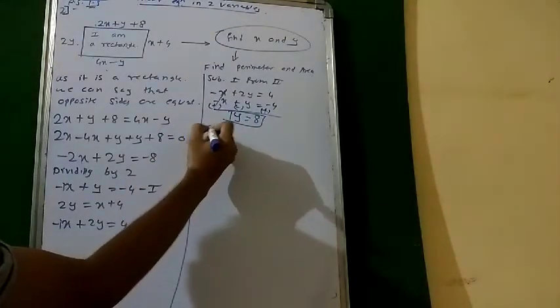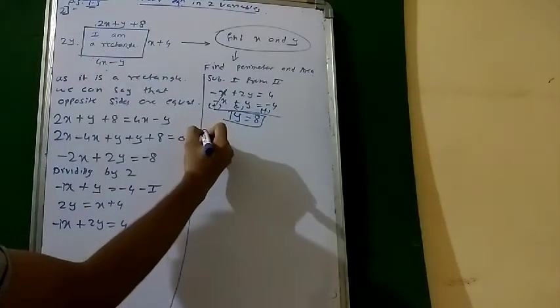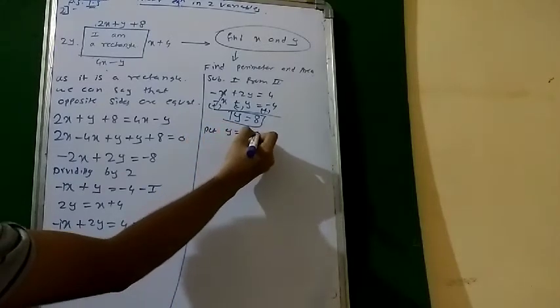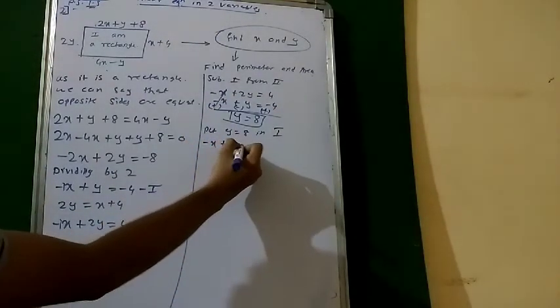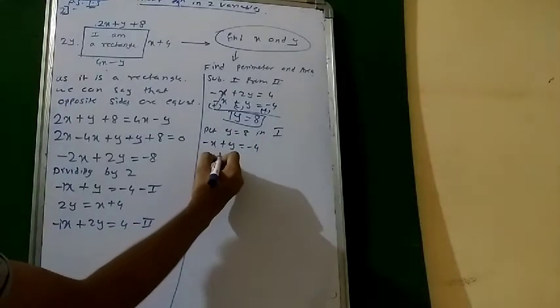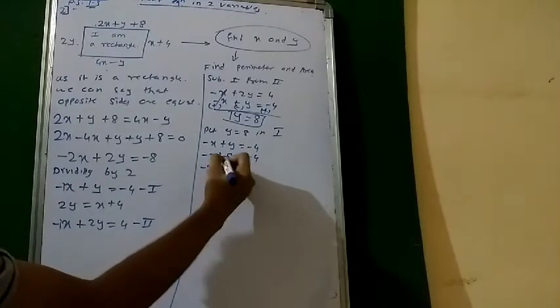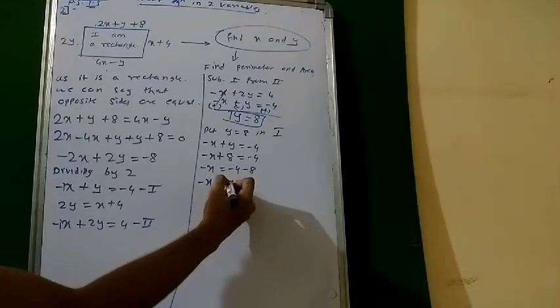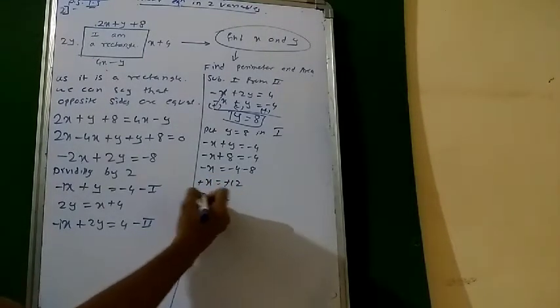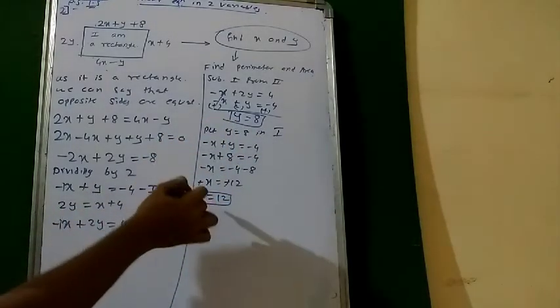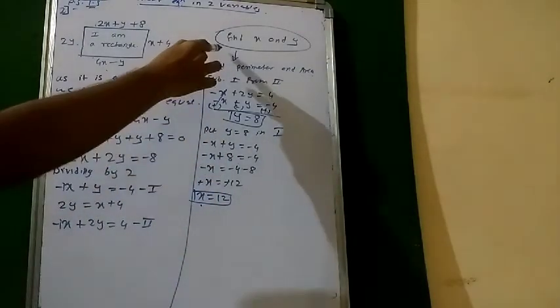Now that we have the value of y, we can find x. Put y is equal to 8 in equation number 1. So we have minus x plus y is equal to 4, minus x plus 8 is equal to 4. Minus x is equal to 4 minus 8, so minus x is equal to minus 4... We have x is equal to 12. We have the value of x and the value of y. The first part is done: find x and y.